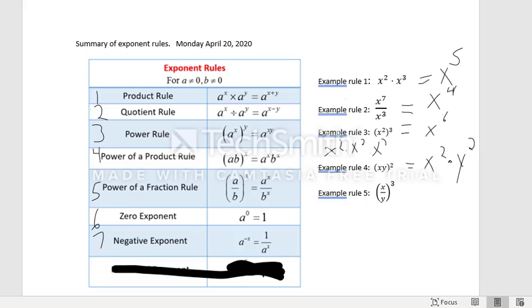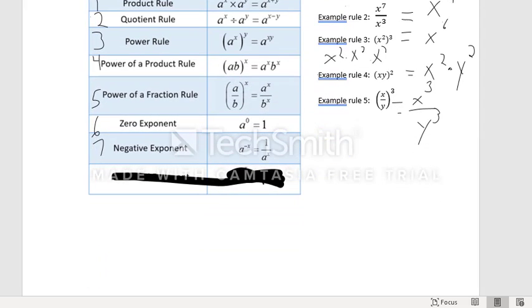Rule 5, I think you guys looked at this on Thursday as well. If I have something to a power that's a fraction, I can distribute that to both the top and the bottom. So this would be x to the 3rd over y to the 3rd. We probably will not use a whole lot of those. It's just kind of there for your reference.